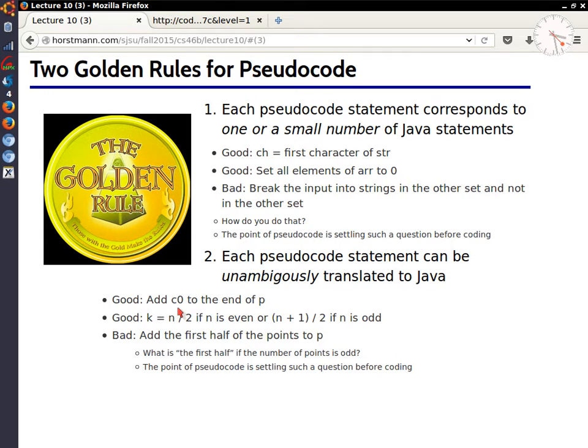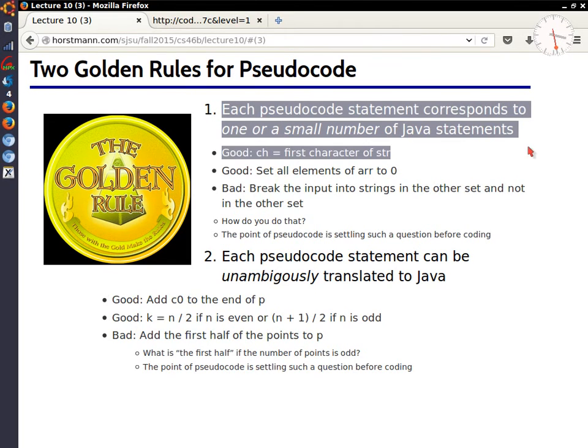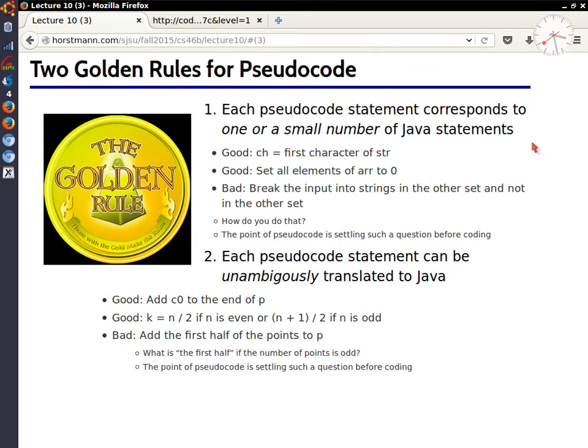So, next time you write pseudocode, have a look at these two criteria. Does each of the statements in your pseudocode map to one or two or three Java statements? And does it do so without leaving any implementation choice? That is the job of pseudocode, to tell you how to construct the Java, just getting rid of the repetitiveness and the boring part of public static void main and of for i equals 0, i less than blah blah blah. So does it say how to make the Java out of it, and does it say so unambiguously? All right, it's very important to do that.